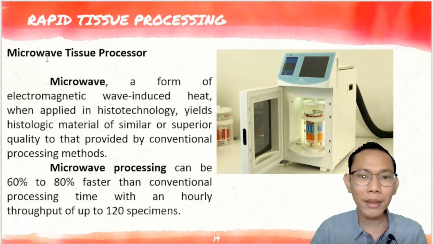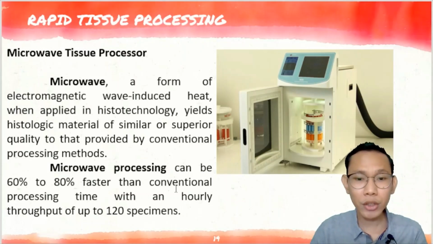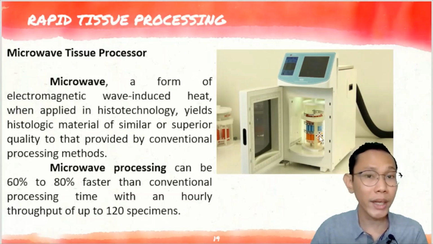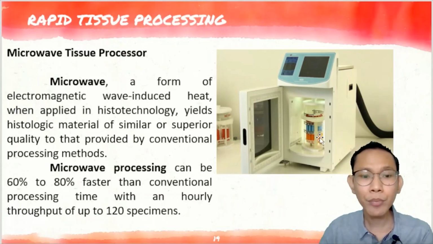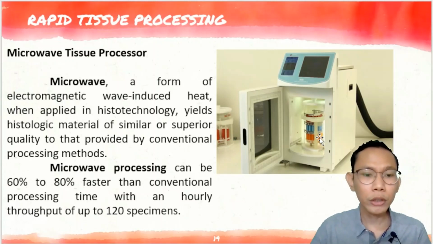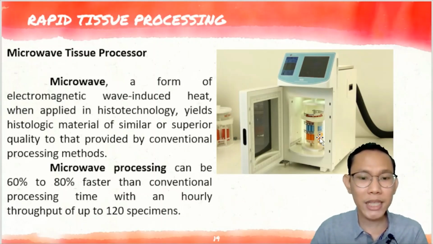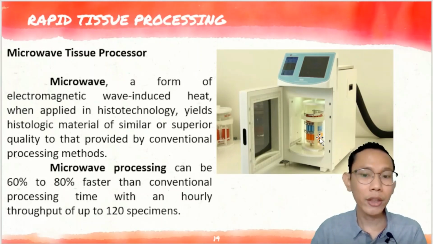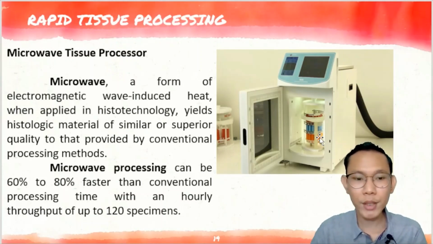So, we use a microwave. Remember, your microwave processing can be 60 to 80% faster than conventional processing time with an hourly throughput of up to 120 specimens. So you can process up to 120 specimens. So there is a rapid turnaround of your tissue biopsies, and it provides an excellent morphology, sharp nuclear detail, and crisp cellular images. So your microwave processing requires very precise maintenance of your temperature.